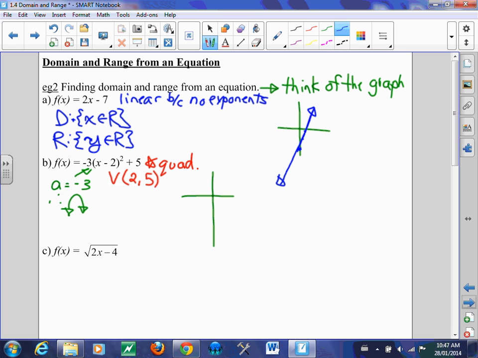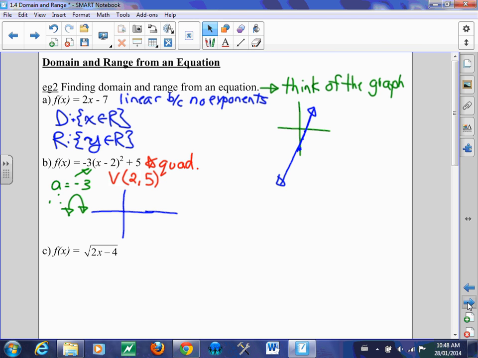(2, 5) would be over here. Sorry, I'll fix that graph a bit. Just do it in here so I've got more room. Okay. So 2 and then 5 would be here, and we know it opens down, right? This is at 5, right? That's at 2. So we know it opens down.